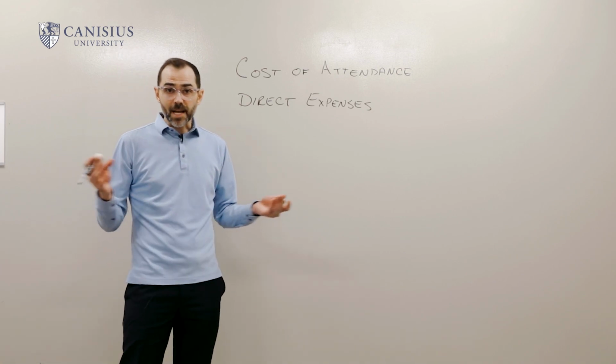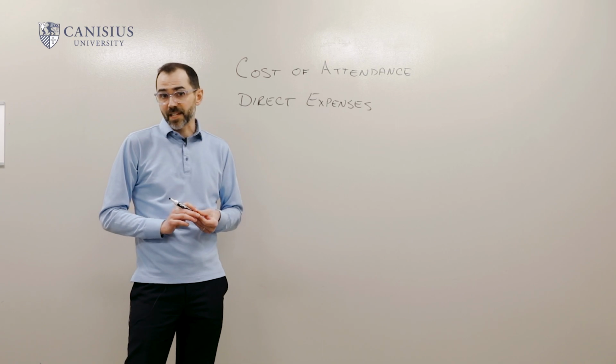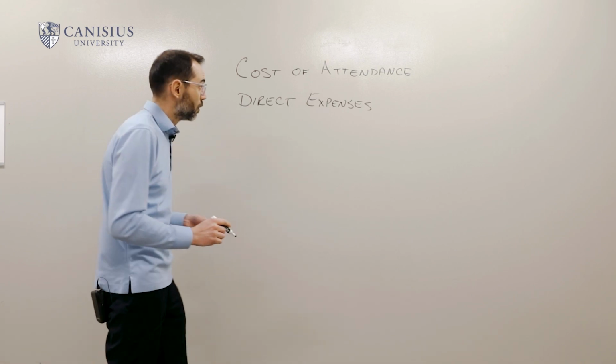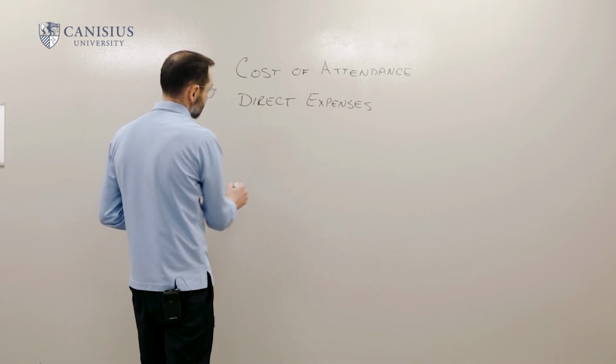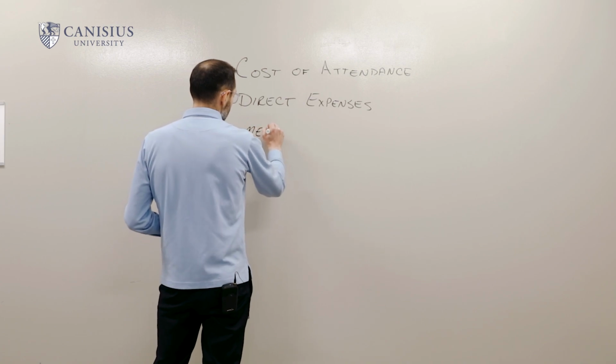So the first step in the financial aid awarding process in most cases is the receipt of what's called a merit scholarship. So that's usually the first piece of financial aid information that you're going to receive. So when we take those direct expenses, the first thing that we're going to subtract is the value of that merit scholarship.